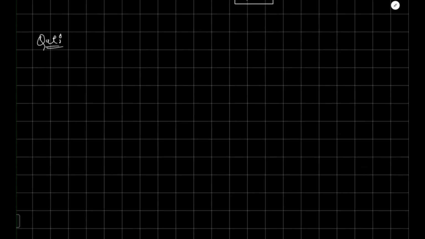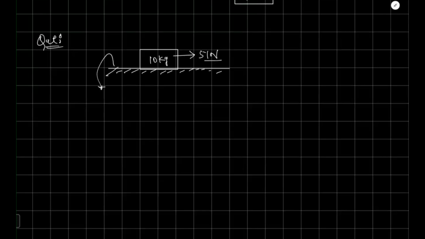The question gives that there is a block of 10 kg kept on a rough surface, and a force of 51 Newton is acting on it, and the surface is rough. This time it is given that the coefficient of static friction is 0.5 and the coefficient of kinetic friction is 0.3. What do you have to do? Initially the block is at rest. What do you have to do?